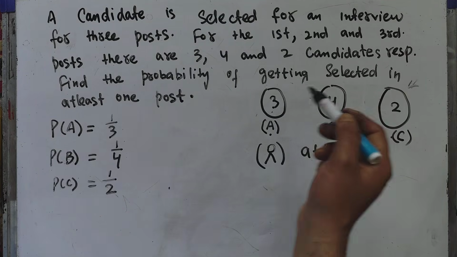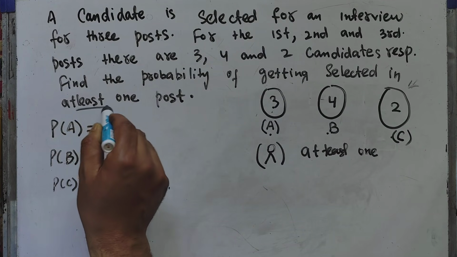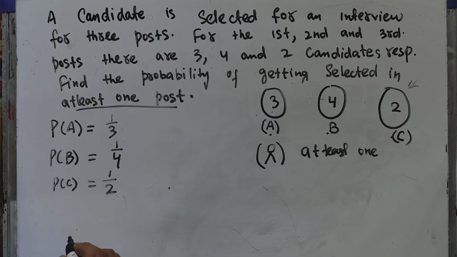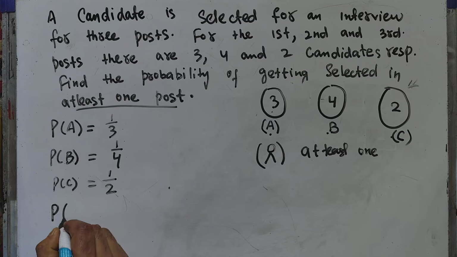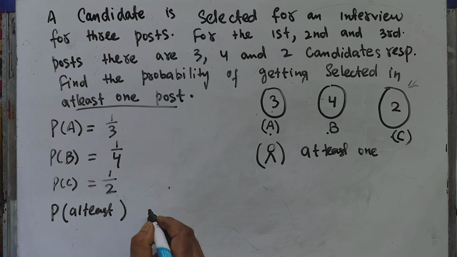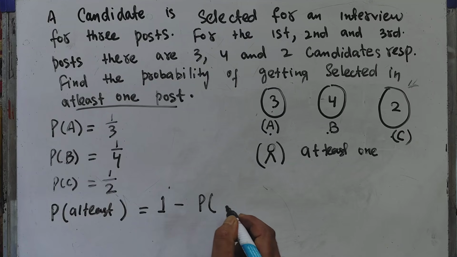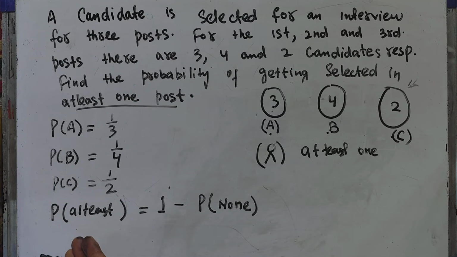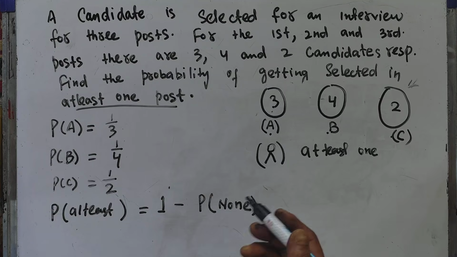Now to find out that the person gets selected in at least one post, how do we find this? We need to find the probability of getting selected in at least one post. It is done by 1 minus the probability of getting selected in none of the posts. To find the probability of getting selected in at least one post, we subtract the probability of getting selected in not any of the posts from one.